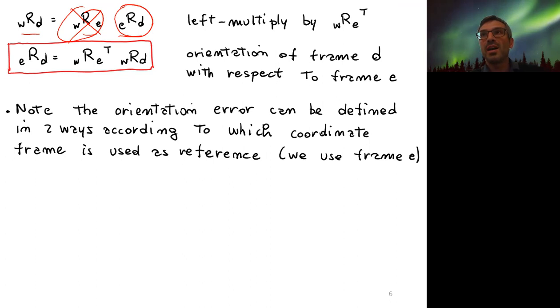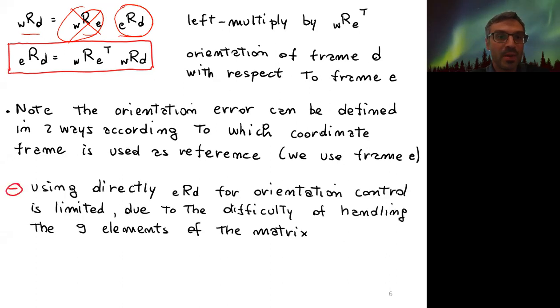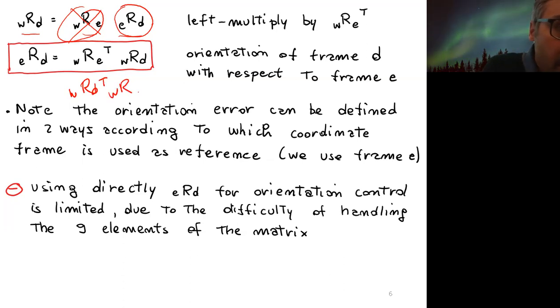But whatever I choose to be my convention, which is using frame E as reference, will be consistent with all the formulas we use in this lecture. Just pay attention that if you look in the books and you find the other formula, which is in essence this one, it is because you get the orientation error the other way.